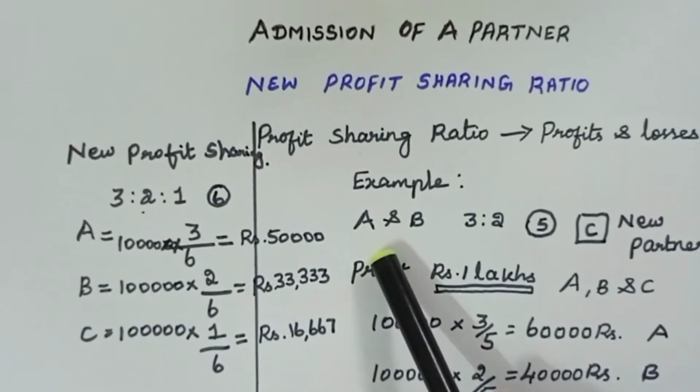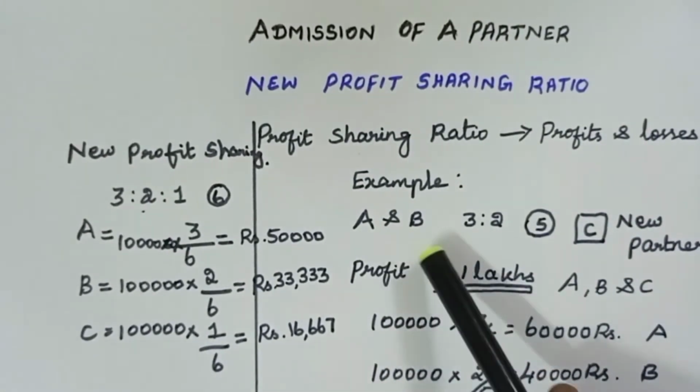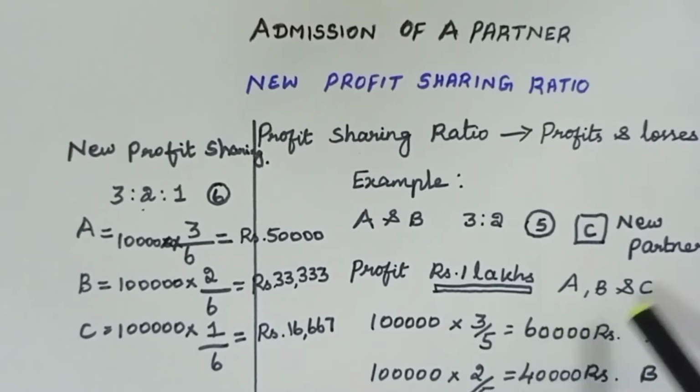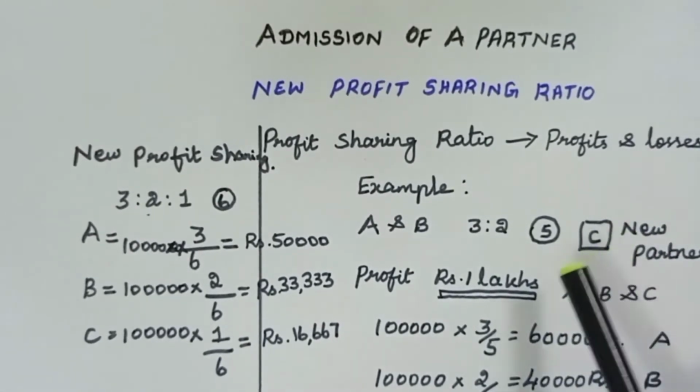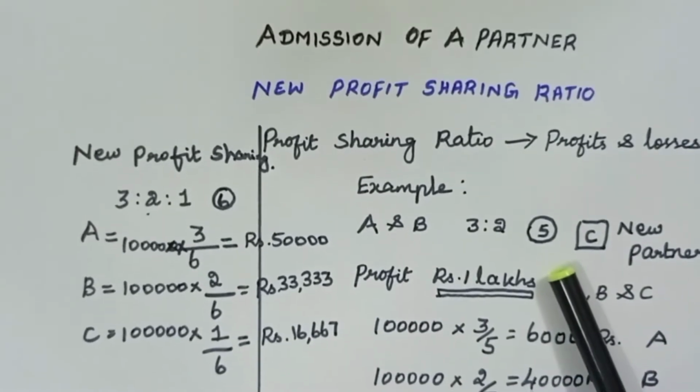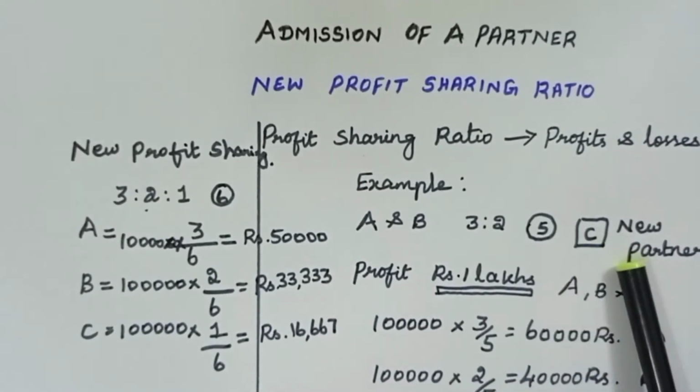The old partners A and B sacrifice a portion of the share of profit to the new partner. Here you need to understand one more new term, that is sacrificing ratio.